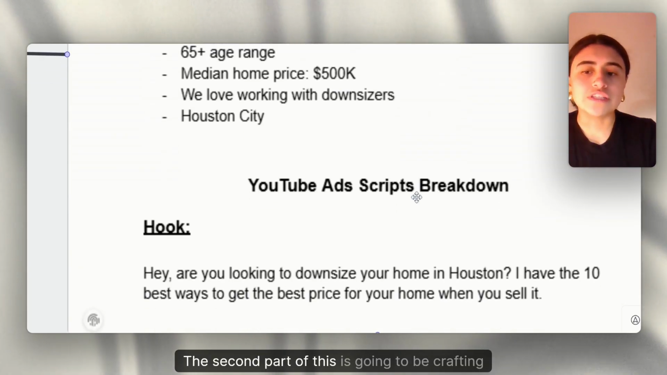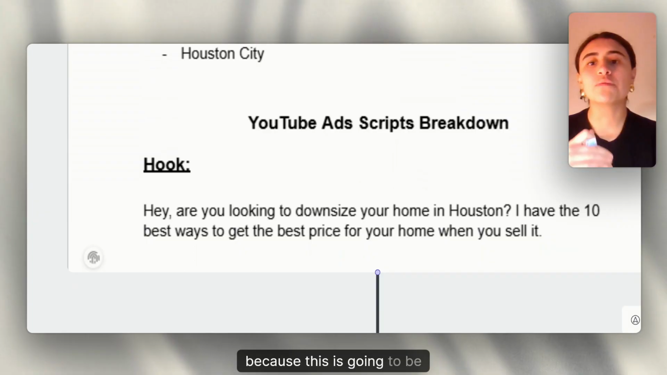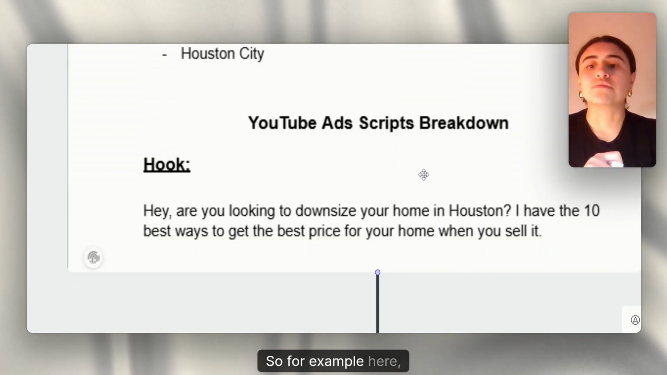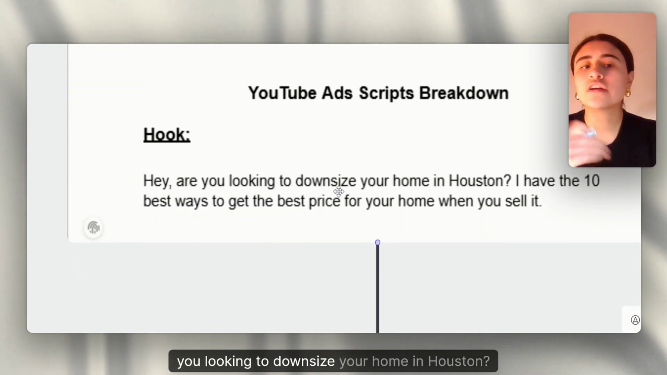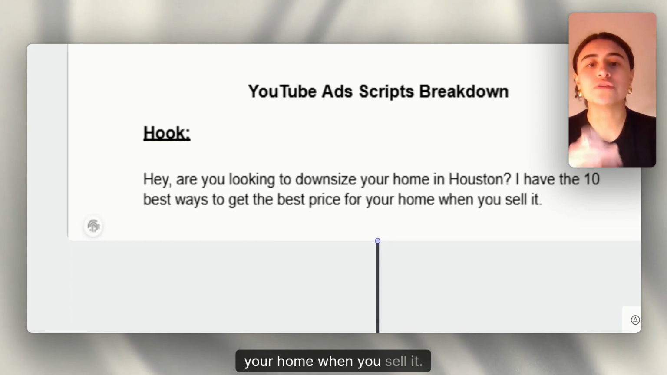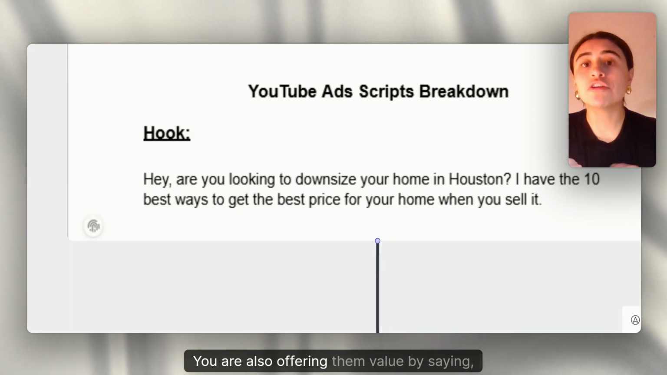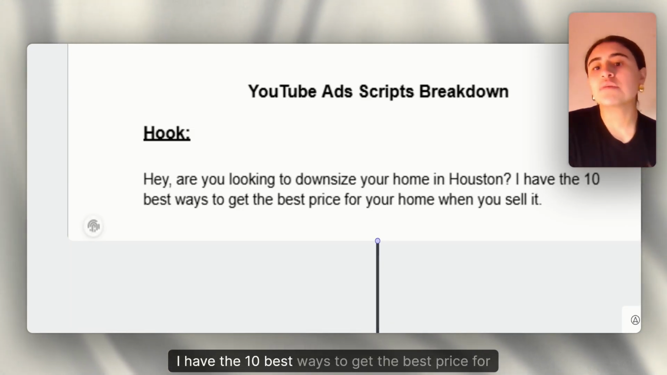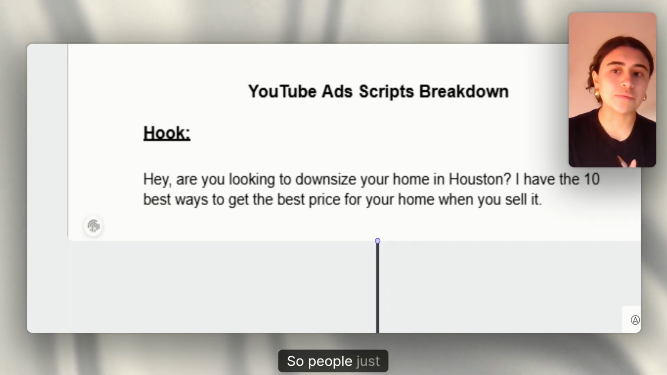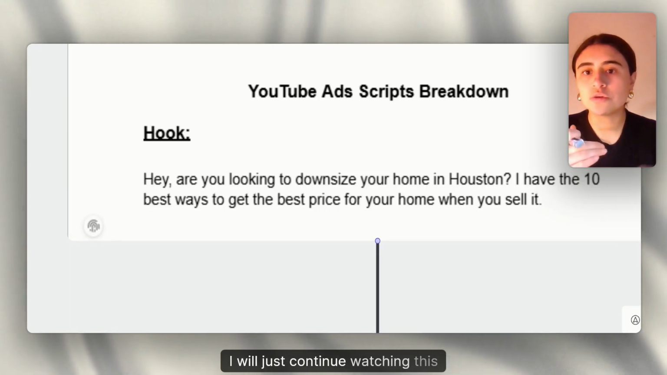The second part of this is going to be crafting the hook, and this is by far one of the most important parts, because this is going to be that thing that grabs their attention in the beginning. So for example, here: hey, are you looking to downsize your home in Houston? I have the 10 best ways to get the best price for your home when you sell it. So here we are calling out people in Houston. You're also offering them value by saying, I have the 10 best ways to get the best price for your home when you sell it. You're offering value, so people are kind of okay, he's offering me something, I will just continue watching this ad.